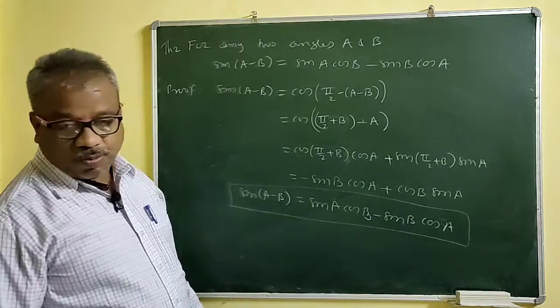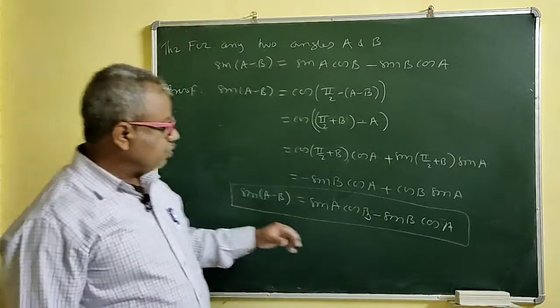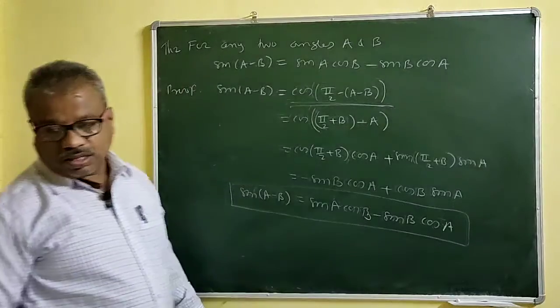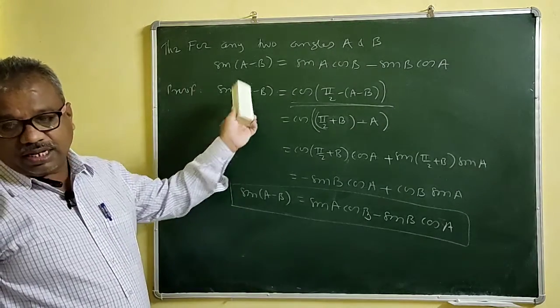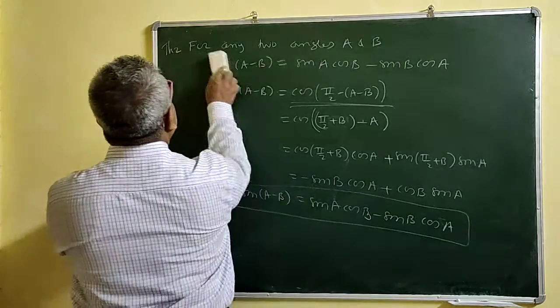So with the help of the cos A minus B formula, we have obtained this formula. You should remember this. It is an application of the cos A minus B formula, meaning we have to convert this sin in terms of cos A minus B. Okay, now next, we take the next theorem.